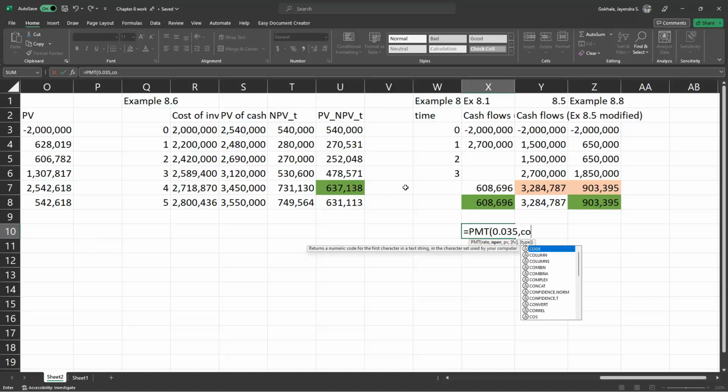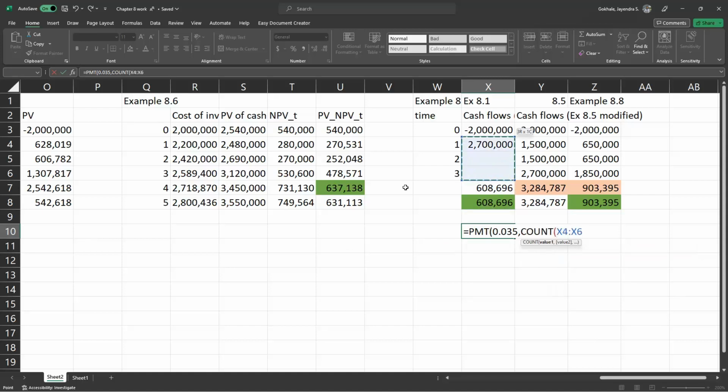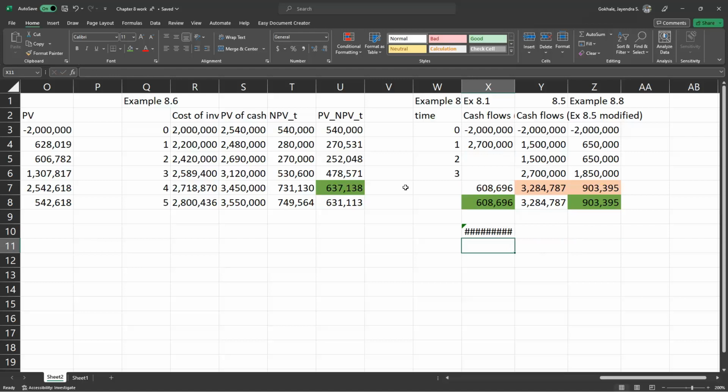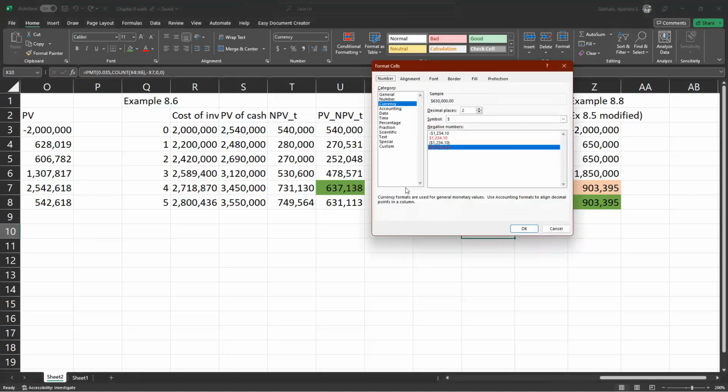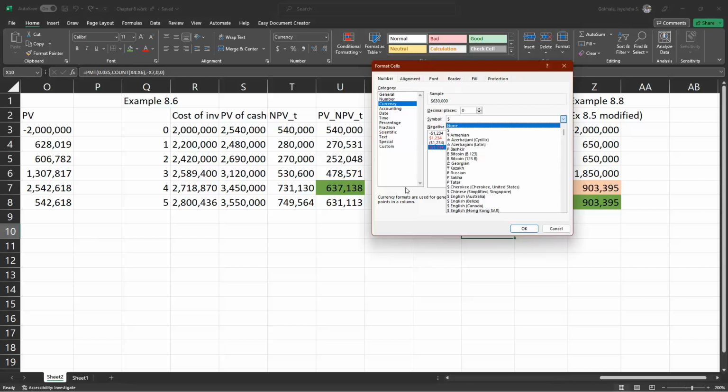The number of periods, we can just use the count function. So count the number of entries here, and then just return the value of the number of periods so used, minus of the net present value, and the future value is 0, because if you want to convert the net present value into equal cash inflows over the life of the project, then the future value would be 0, nothing left behind, and the type would be end of the period consideration. So Alt OE, let's make this to 0 decimal places, and let's not use a symbol, none.